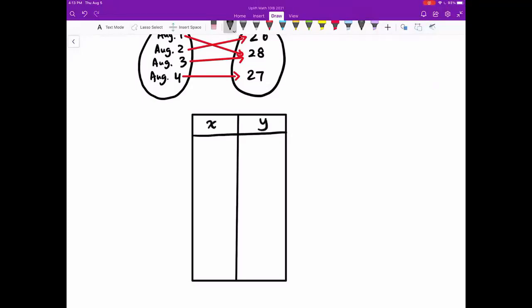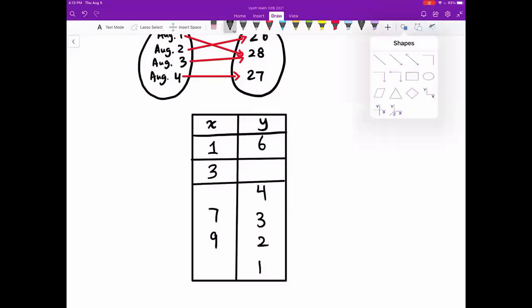Now we can have X, Y, and for the X, we can have 1, 3, and then a blank, and then 7, 9, and then another blank. And then for the Y, we have 6, blank, 4, 3, 2, and 1. So you guys can fill in the values in the table. Not sure how you're gonna type this in chat, but try your best.